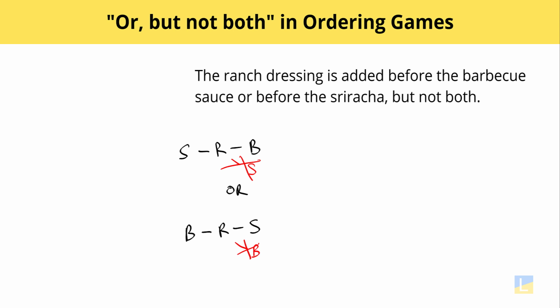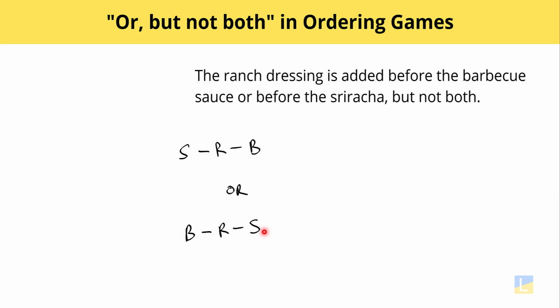So let me go ahead and clean up these red markings here, and now we see how you can diagram this "or but not both" rule. If ranch is before barbecue or sriracha but not both, what that means is the ranch is going to be stuck in the middle in between them. Sometimes you can think of this kind of rule as like a sandwich rule. The R is sandwiched between the B and the S, and the B and the S are going to be potentially switching places.